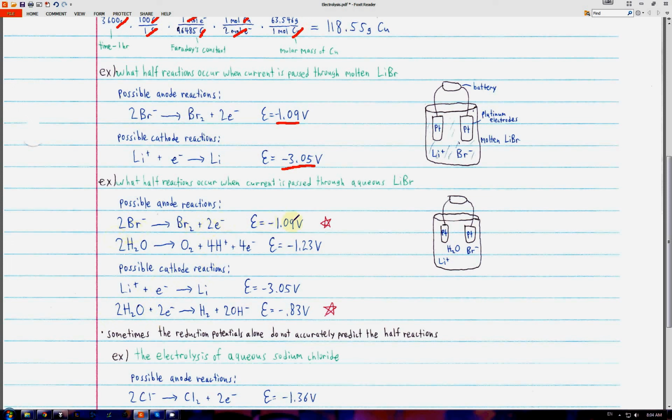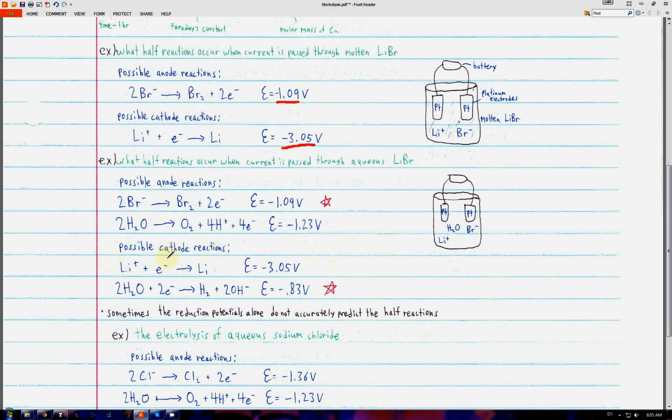So once you list out all the possible reactions, then you have to look at the half reaction potential to determine which one happens. The reaction with the highest potential will occur. So at the anode, bromine will get oxidized because its potential is less negative than the potential of water being oxidized. And at the cathode, water will get reduced because its potential is much higher than the reduction of lithium.